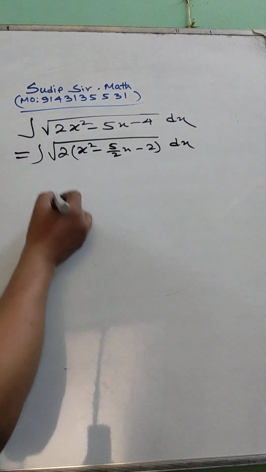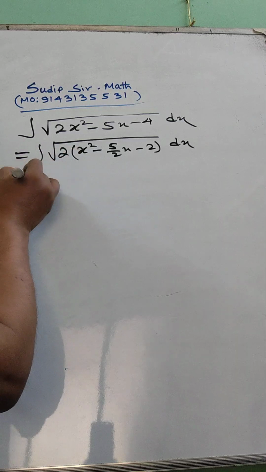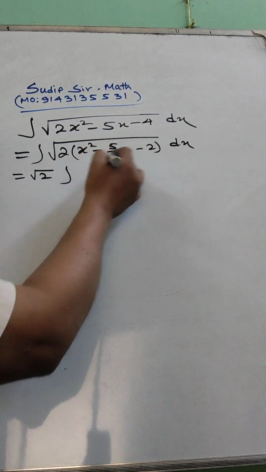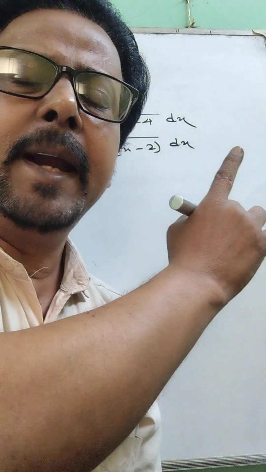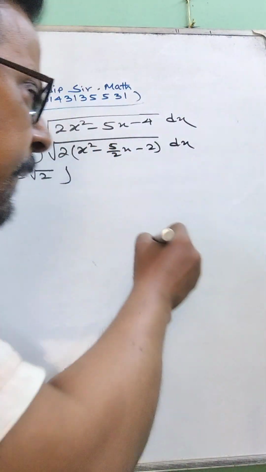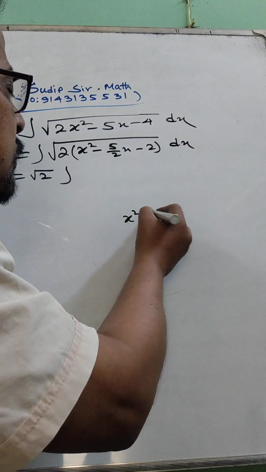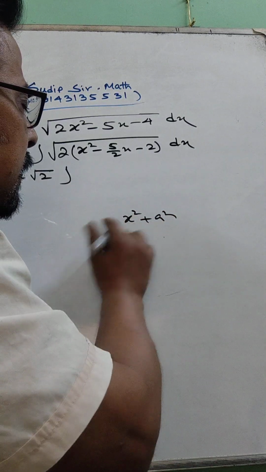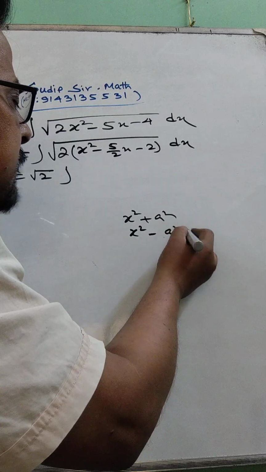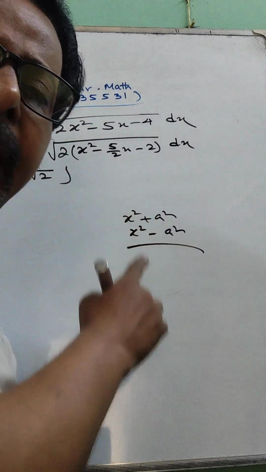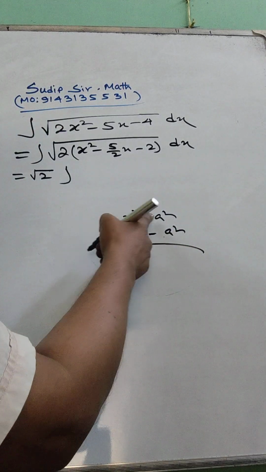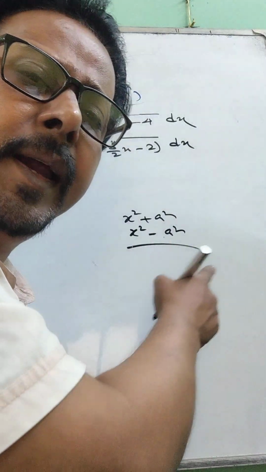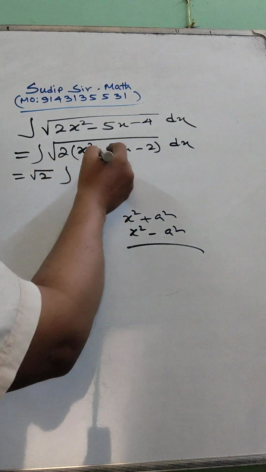This is the first step. Now this root 2 will be before the integration. Now you have to write that as a sum or difference of perfect squares, like x² plus a² or x² minus a². You have to write that in this form, either x² plus a² or x² minus a² type.